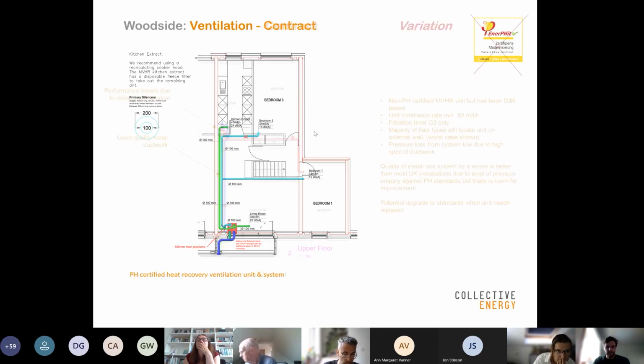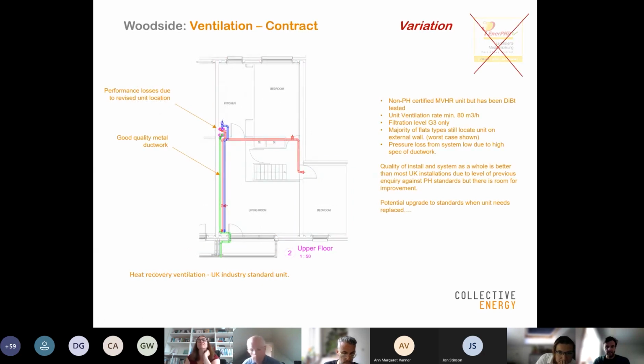Unfortunately, during the contract, this got slightly more value engineered, but we managed to maintain the distribution of high quality spiral bound safe seal metal ductwork. And the unit that's gone in isn't a Passive House certified unit, but it was tested by the DIBT, which I think is the Deutsche Institut für Bautechnik, which the Passive House Institute will recognise the testing. So we didn't get hit with the 12% deduction on efficiency for not using Passive House certified units.